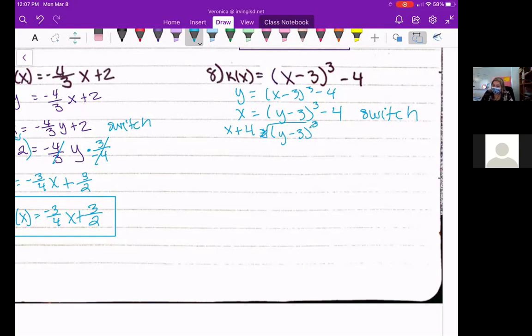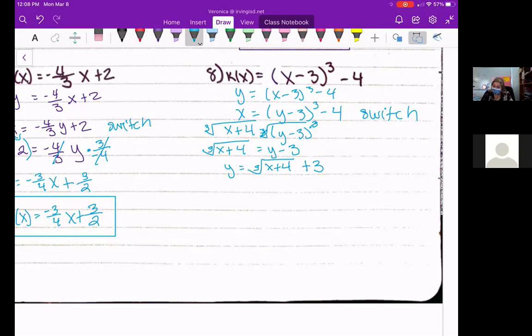Since we're doing that to the right side, we have to do the same to the left side. So we're going to cube root that entire x plus 4. So now we have cube root of x plus 4 equals y minus 3, because the cube root and the cube cancel each other out, they're inverses of each other, right? They undo each other. So then now just add the 3. So we're going to have y equals the cube root of x plus 4, plus 3 on the outside.